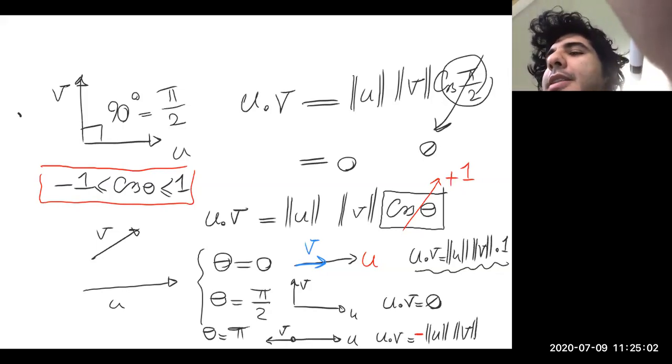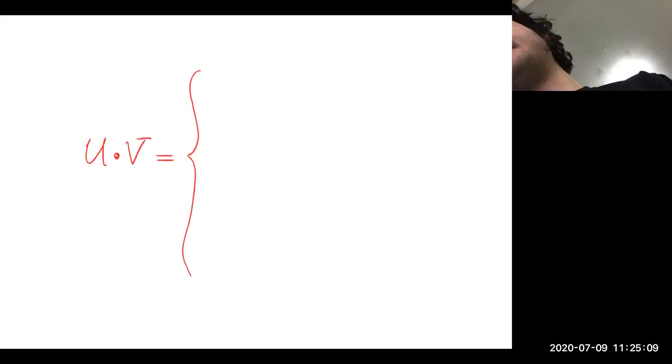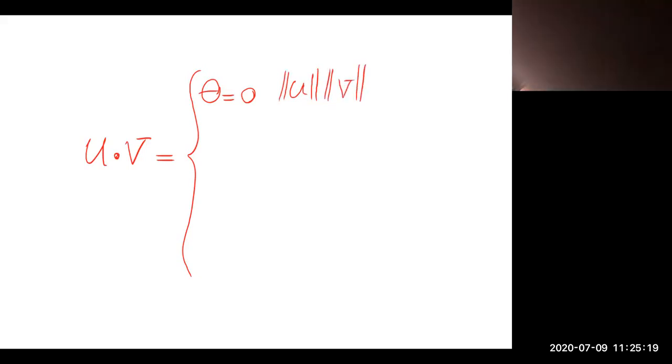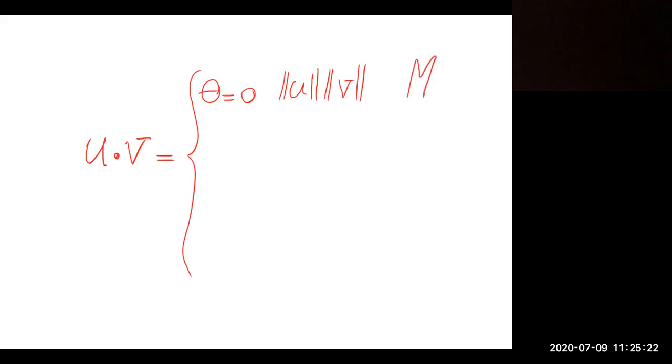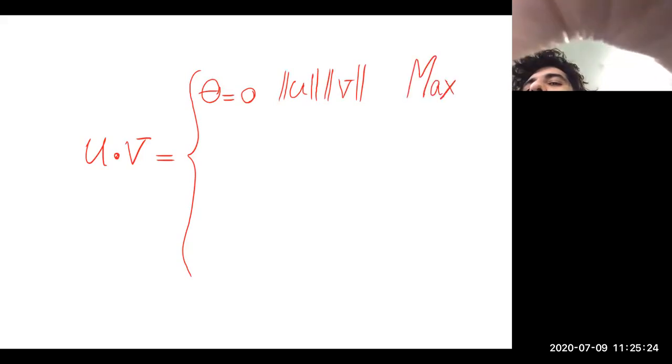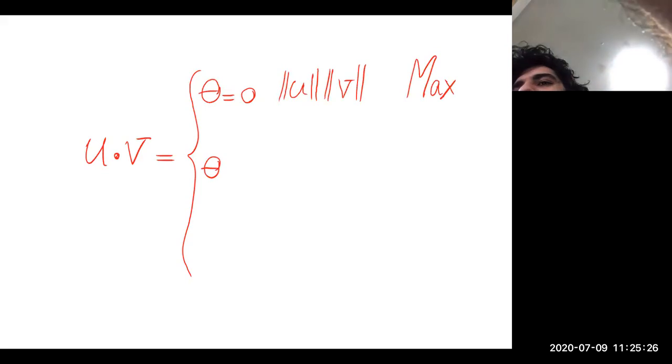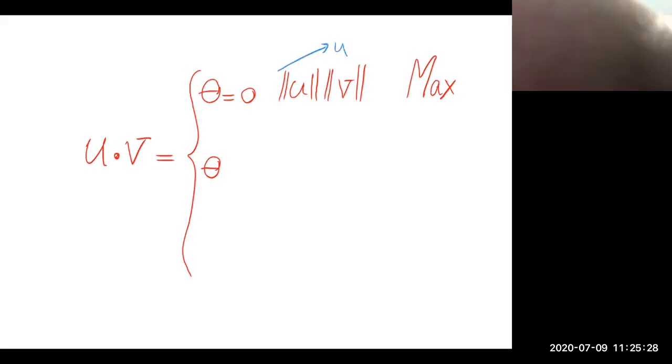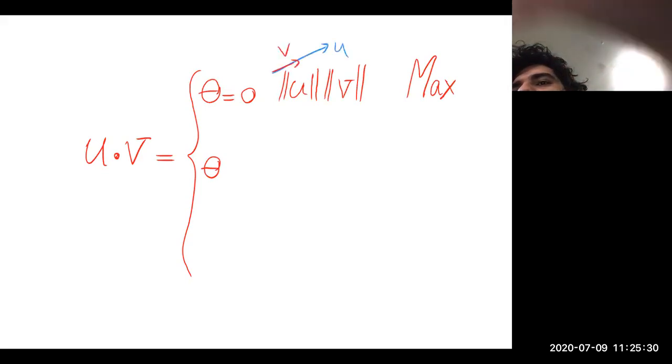So, okay, let me summarize these. When we have the inner product of u and v, there are 3 important cases. One case is where theta is 0, then the inner product is equal to the norm of u, norm of v, cosine of 0, which is 1. This is the case where the inner product is maximized. And the vectors look like this. This is u, this is v.